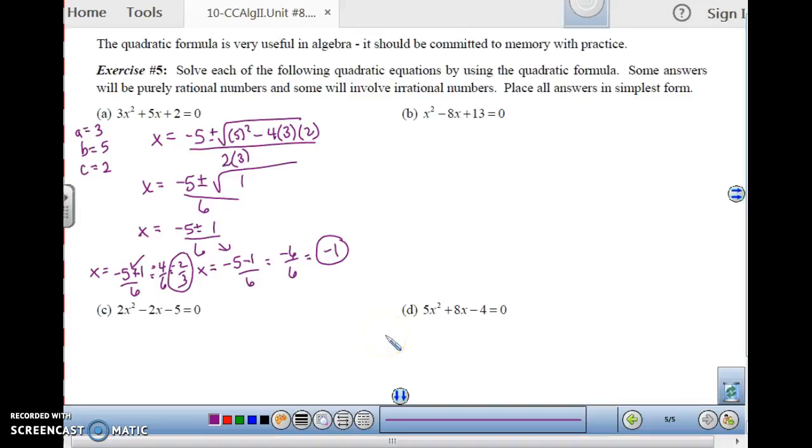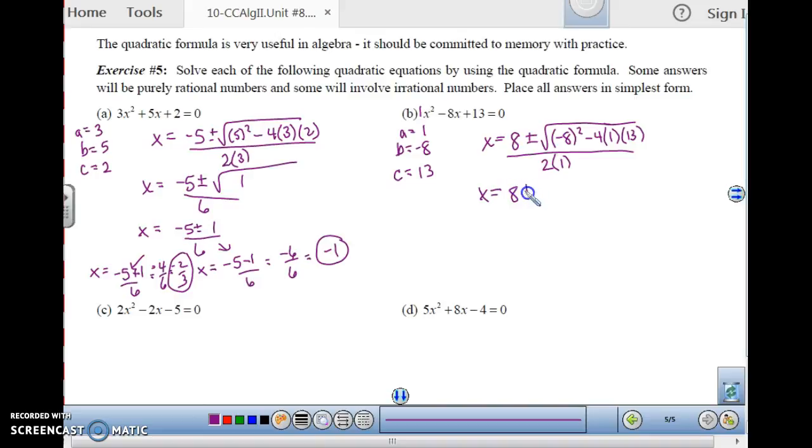Okay. All right, let's try this one. x squared minus 8x plus 13 is equal to 0. A value is going to be 1 because that's the number in front here. B is going to be negative 8. C is going to be 13. x equals negative b. Well, this is already negative, so it's going to be positive 8 plus or minus the square root of b squared, negative 8 squared, minus 4 times a, which is 1, times c, which is 13, all over 2a, which is 2 times 1.